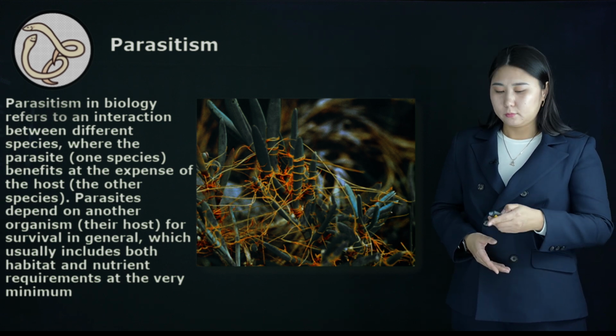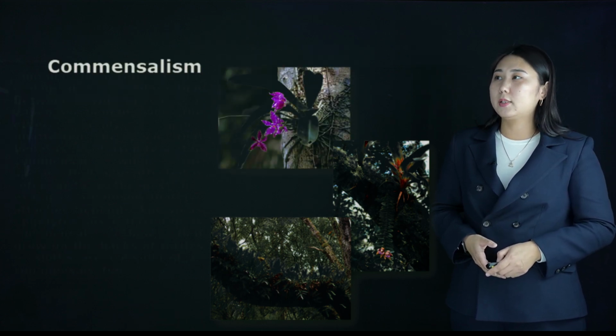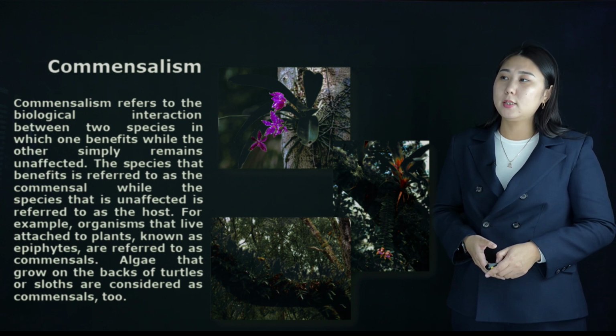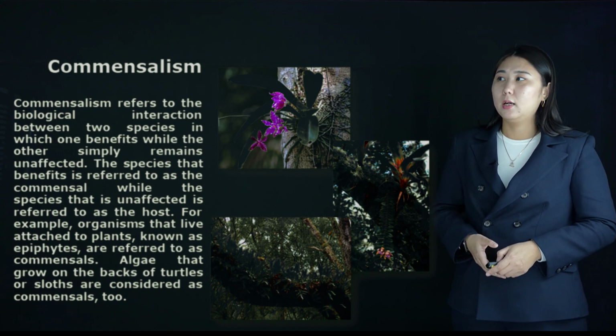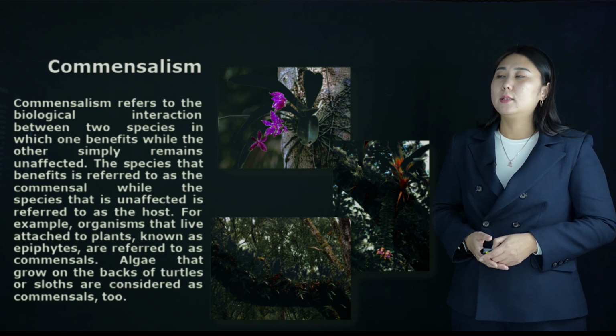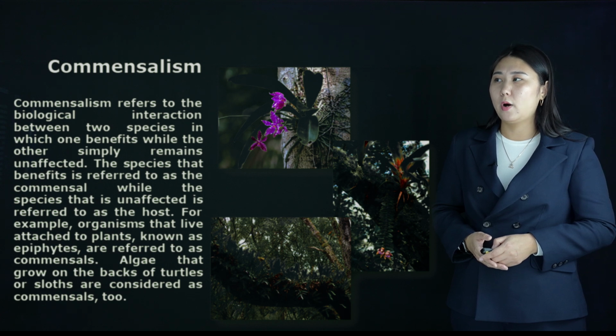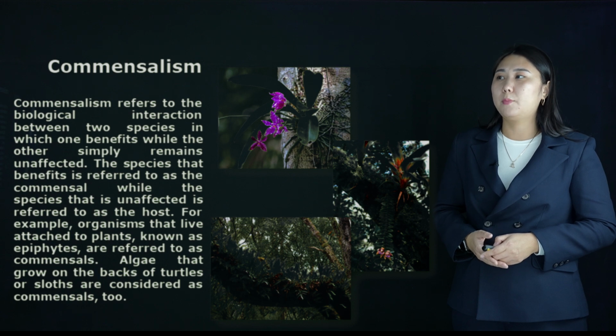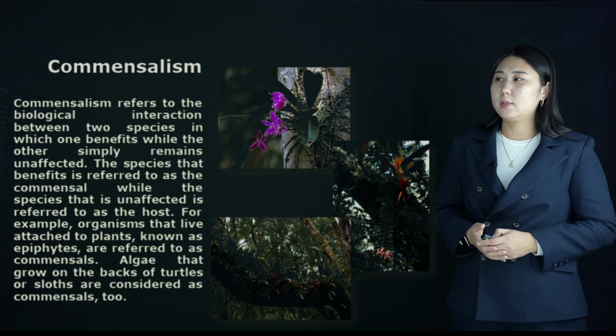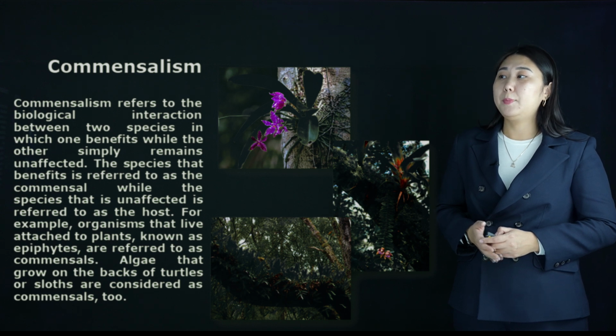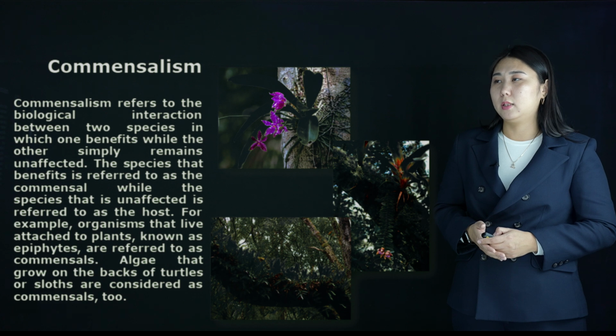The next interaction is commensalism. In this picture, you can see examples of commensalism in plants. Commensalism refers to a biological interaction between two species in which one benefits while the other simply remains unaffected. The species that benefits is referred to as the commensal, while the species that is unaffected is referred to as the host. For example, in this picture, you can see organisms that live attached to plants, known as epiphytes, which are referred to as commensals. Algae that grow on the backs of turtles or sloths are considered commensals too.